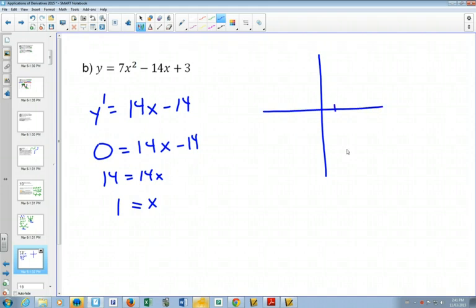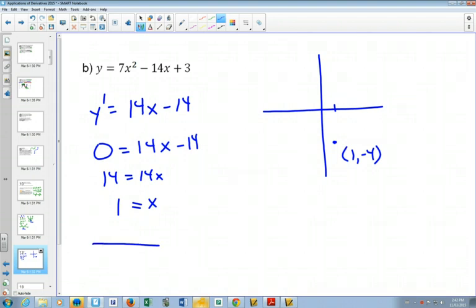If you plug 1 back into the original equation, you're going to get 7 minus 14, negative 7, plus 3, negative 4. So there you already know 1, negative 4. Now, because you know things about parabolas, you probably wouldn't even have to do the remainder of the things you do with calculus to find out stuff about the equation.